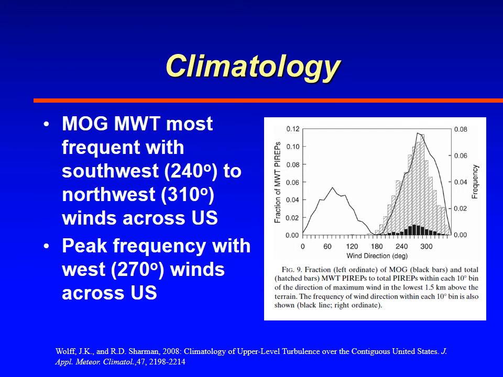And then here's another part of the climatology report. They showed that moderate or greater mountain wave turbulence occurred most frequently when the winds were between the southwest and the northwest, between 240 and 310 across the United States. But if you look at those little black histograms, the peak frequency is right about 270. So in other words, when the winds are out of the west over the mountains, you tend to have mountain wave.